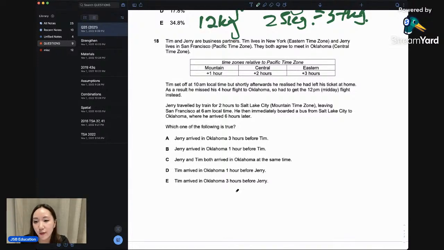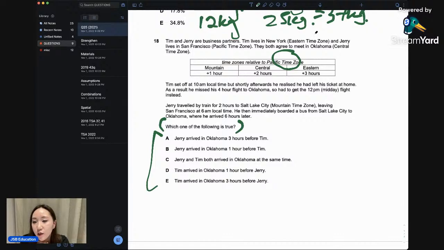Always draw this out though. And I would just draw this whole thing out again, actually. Because it's all +1 relative to this Pacific time zone, but as you can see, it's referring to the city and the time zone. So, Tim and Jerry are business partners. Which one of the following is true? That's what we're trying to figure out. The relationship between Jerry and Tim arriving in Oklahoma.